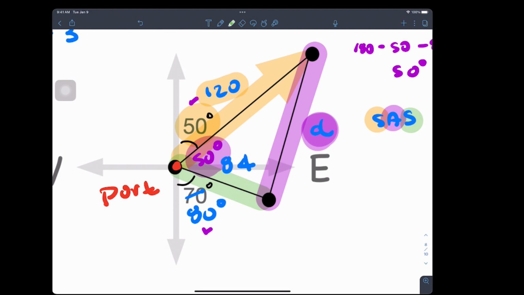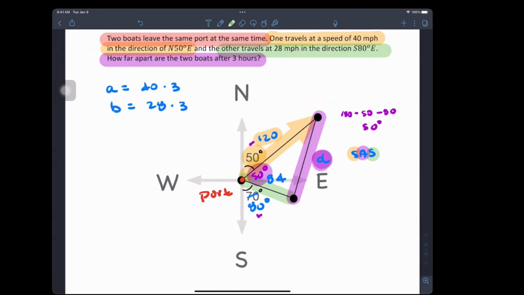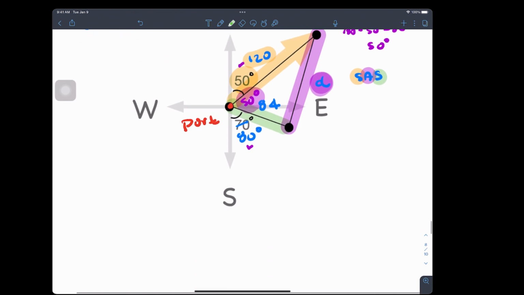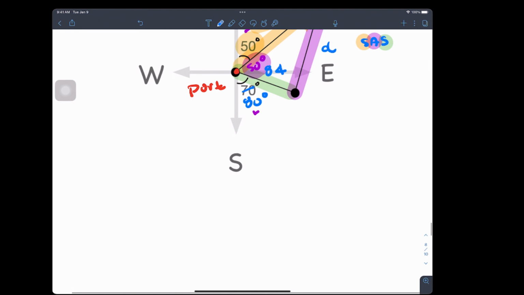Because if you try to do it just the night before, what's going to happen? You're going to forget. So imagine if the Dodgers just practiced the night before a game, or the Lakers. I wouldn't want to watch. Anyway, law of cosines.